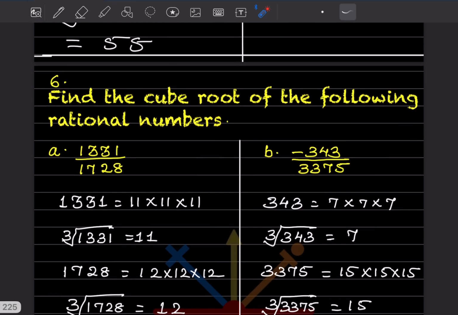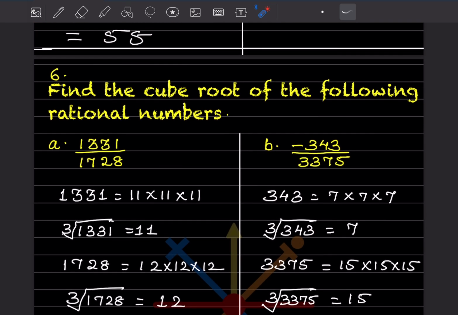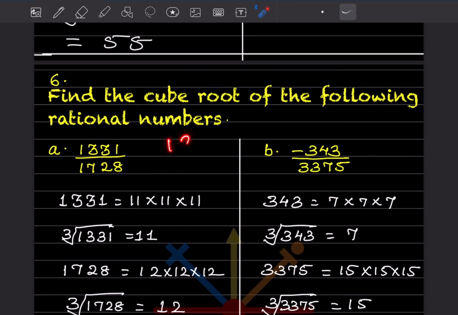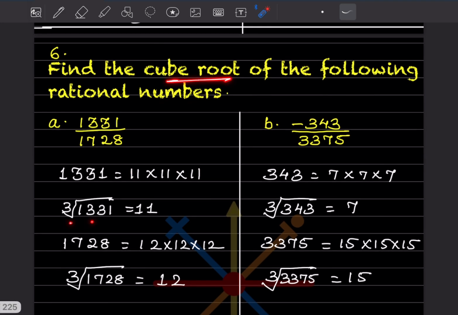Now here they said find the cube root of following rational numbers. So this is 1331 and 1728. So 1331, if you don't know, you can just check with this factorization method. So you take the factors of 1331. So that is going to be 11 into 11 into 11. So we want a cube root of it. So cube root of 1331, that is going to be 11.